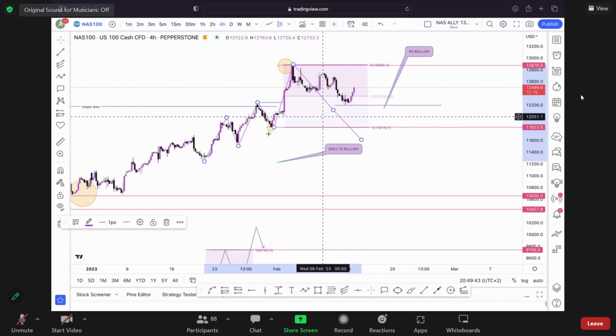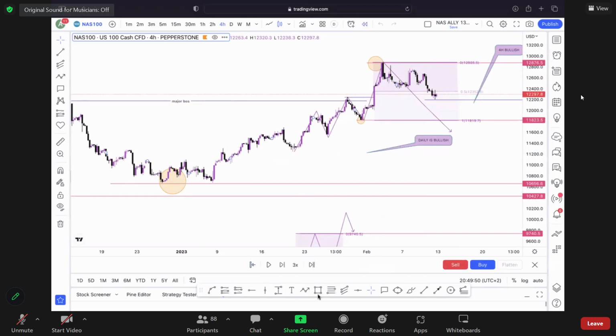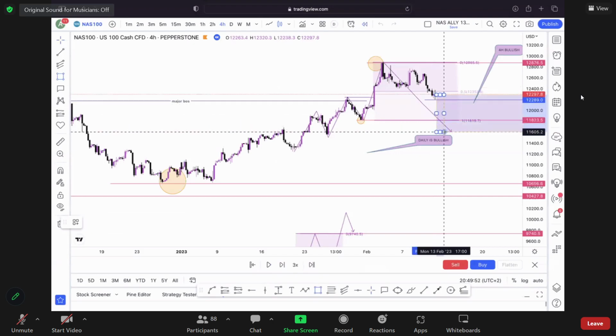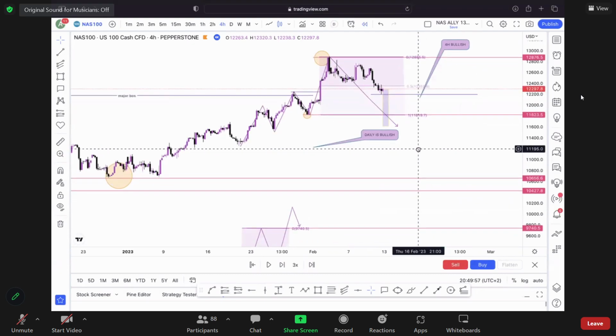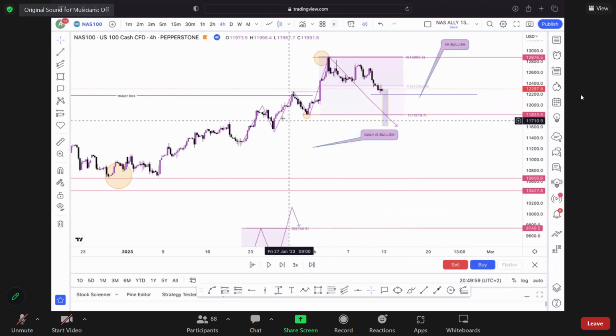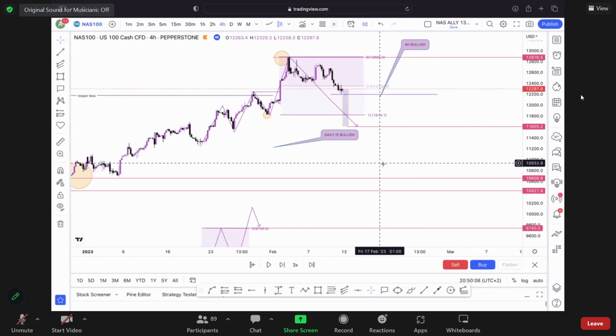So if the market broke this low, let's pretend, okay, the market started coming down and the market broke this low. If the market broke that low and we are not respecting lows anymore, now what do we expect to happen? We put our trading range. That's our new trading range.